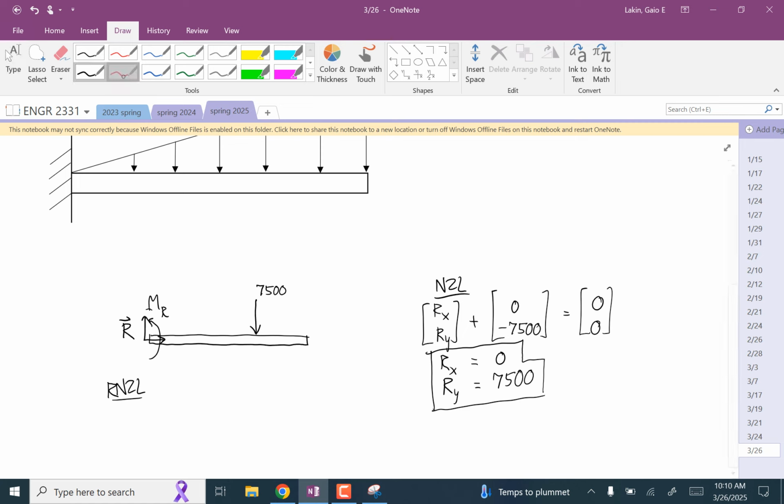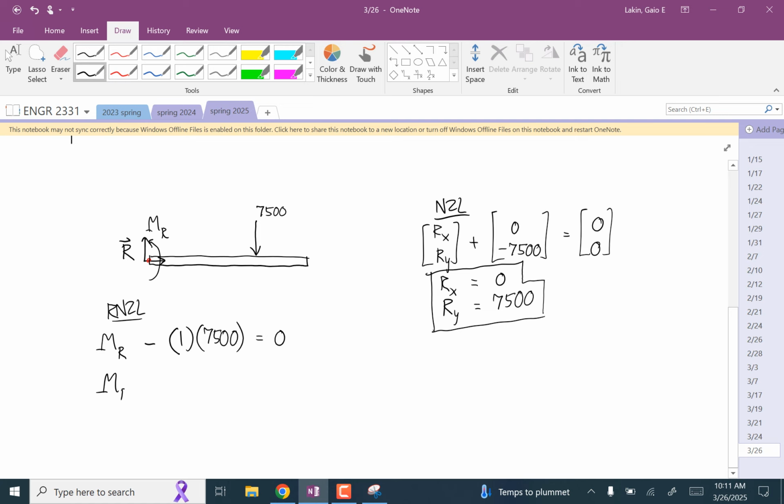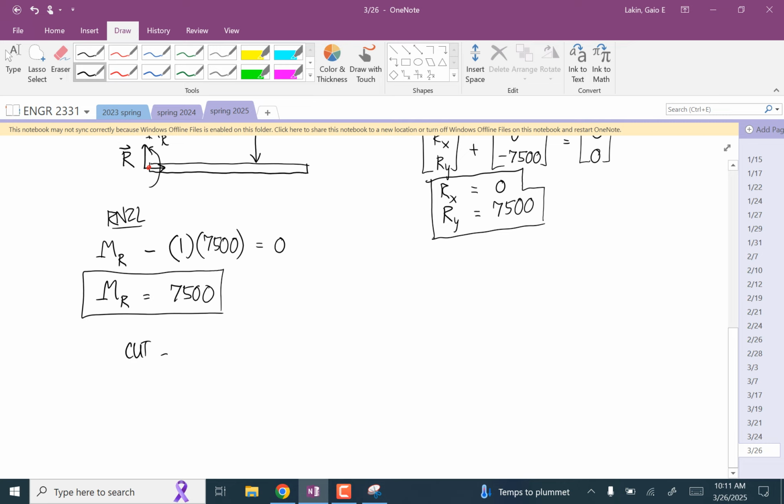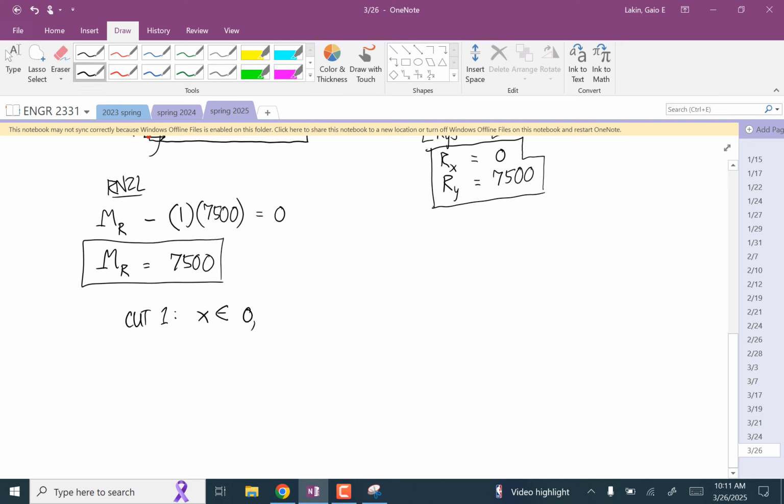Moment equation, I'll do it about this point. So we have Mr. Then this is a clockwise rotation, so minus 2/3 of 1.5 is 1, so the moment arm is 1, 7,500. So Mr is equal to 7,500. And now we can do the cut. This is for x's from 0 to 1.5.